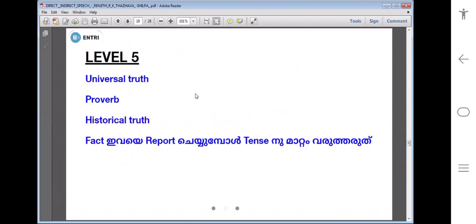Okay, now you can see universal truth. Universal truth, proverbs or historical truth, which remain always the same. For that, you need not change the tense. The truth which is always the truth, which cannot be changed, is called universal or natural truth. Proverbs or sayings or quotations will also remain the same. If it is a historical event, it also will remain the same. We need not change the tense.